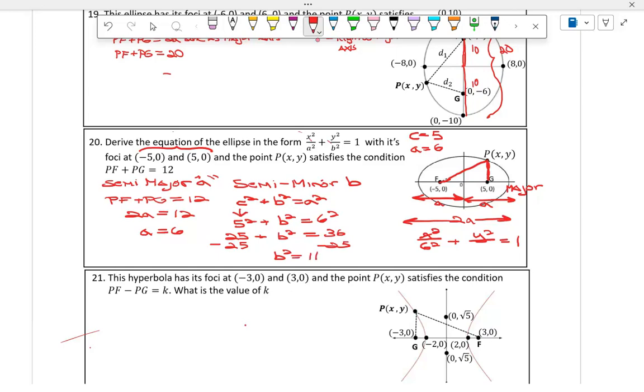B squared is 11. So when I do the square root of that, I get root 11. Okay, so this is going to be root 11 squared. So then my overall equation would be x squared over 36 plus y squared over 11 equals 1.